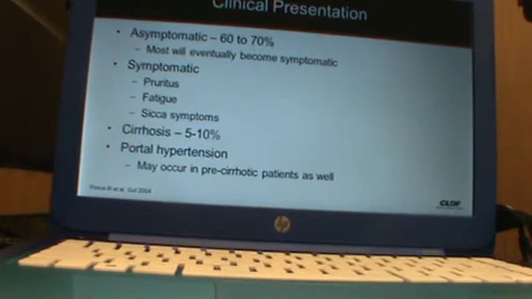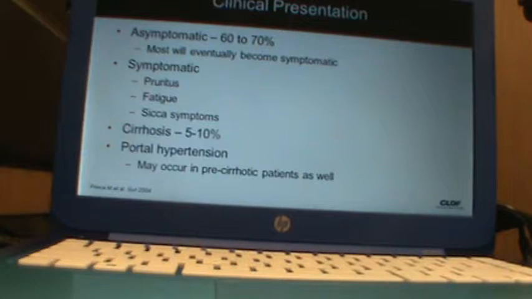How does the PBC patient present clinically? 60 to 70% of these patients will be asymptomatic. Most will eventually become symptomatic. Those that are symptomatic may present with pruritus, fatigue, or the sicca syndrome. Only 5 to 10% of patients presenting for the first time actually have cirrhosis, and portal hypertension may occur in the patients with cirrhosis as well as in some minority of patients who do not yet have cirrhosis.